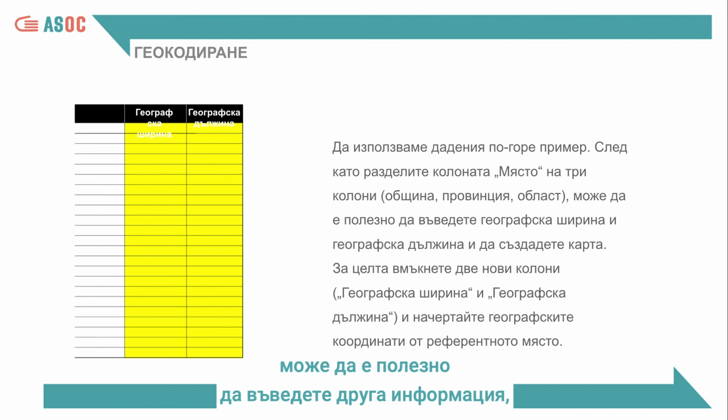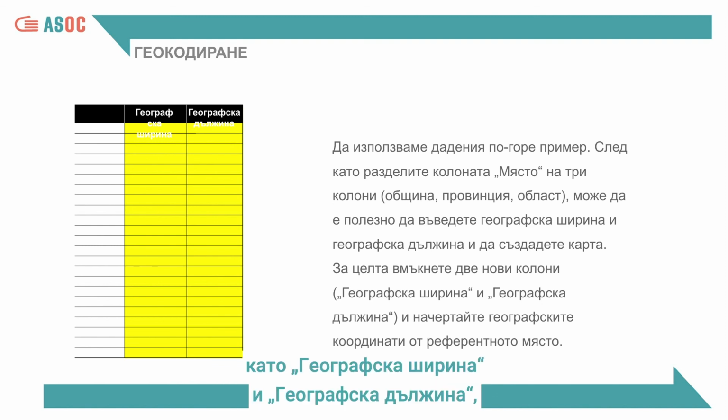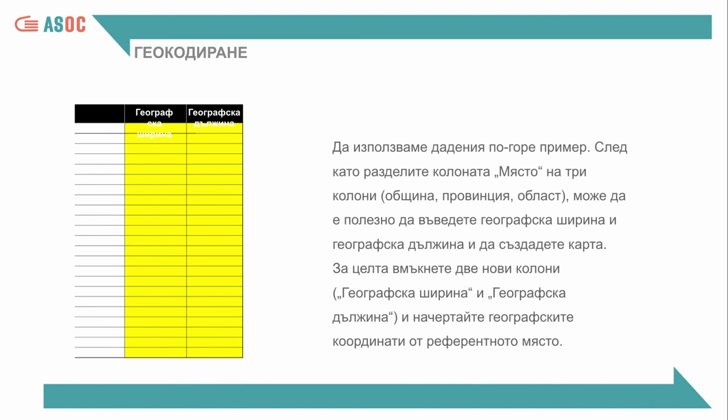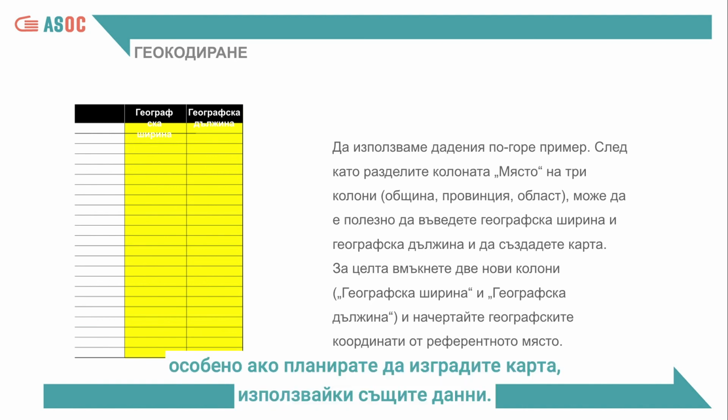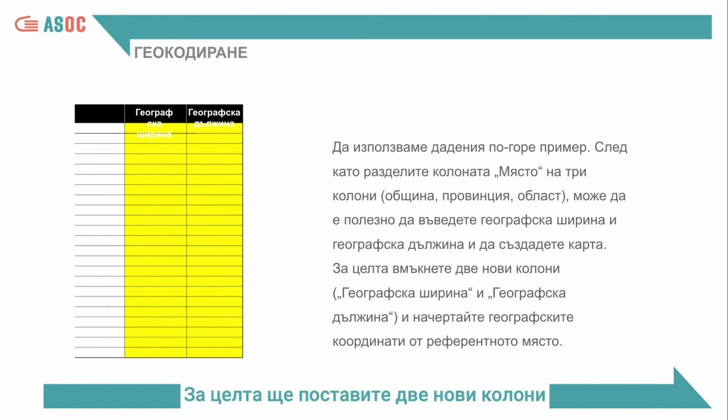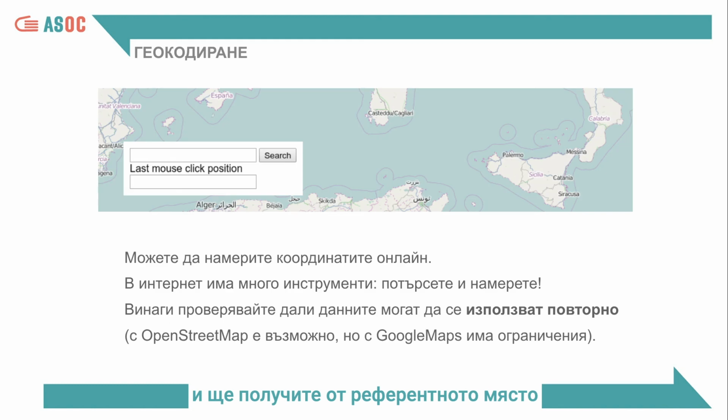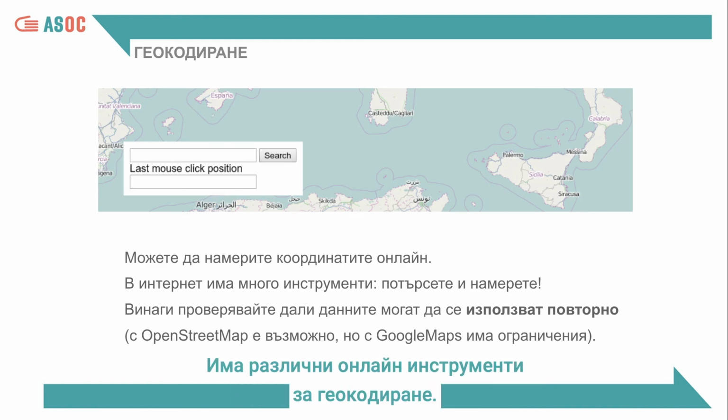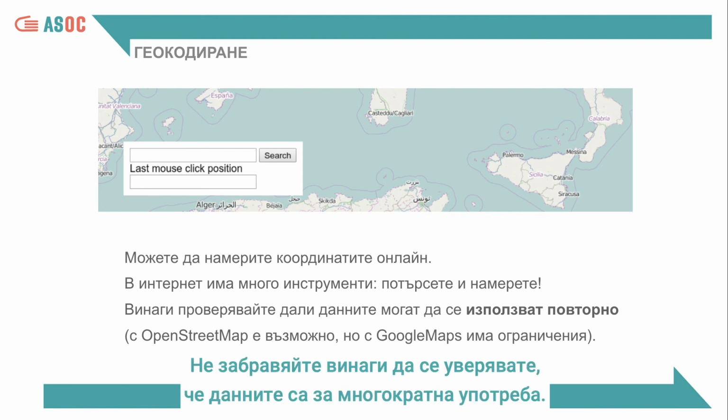useful to enter other information, such as latitude and longitude, especially if you plan to build a map using the same data. To do this, you will insert 2 new columns, latitude and longitude, and you will go back to the geographical coordinates through the reference document. There are various online tools that are able to geocode. Always remember to make sure that the data is reusable.